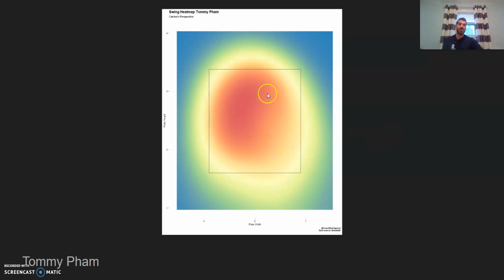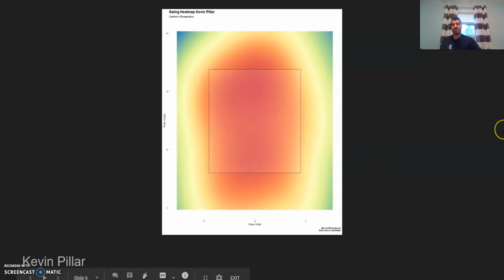Okay, so that's going to be Tommy Pham, and we're going to see that most of his swings end up in the strike zone in this little nicely clustered area. And we're going to see Kevin Pillar is going to be our next example, and this is going to be an example of somebody who may swing too much and a lot out of the zone, especially up and down.